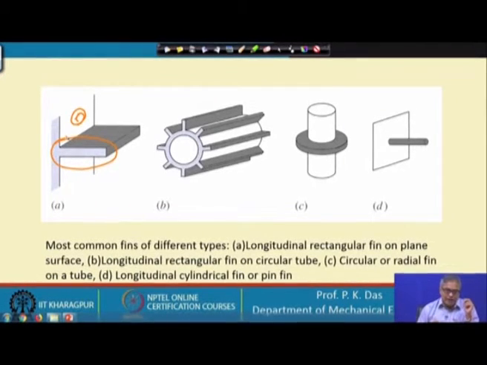So, the first one is a longitudinal fin. As I have earlier told, it is a conductive convective system. So, let us understand why I have told this. Now initially I had a surface like this. So, this was my surface.